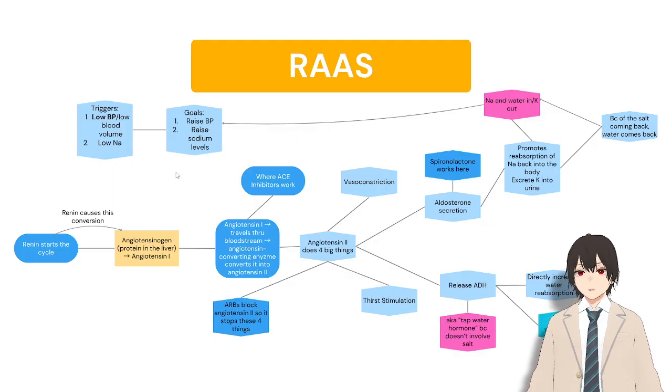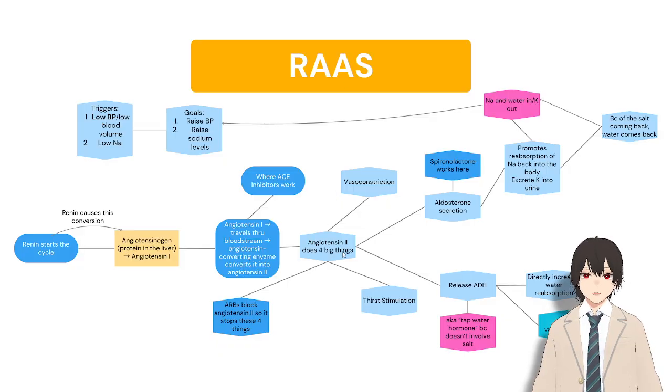We're going to ignore all the lines for now. So we're going to start off here. Renin, the R, starts the cycle off. It's this enzyme that has a role in causing this conversion here. Angiotensinogen is a protein in the liver, and renin causes it to turn into angiotensin 1. Now, angiotensin 1 travels through the bloodstream to the lungs, where angiotensin converting enzyme will convert it into angiotensin 2. Angiotensin 2 is the big player in this system because it does four big things: vasoconstriction, aldosterone secretion, releasing ADH, which is antidiuretic hormone, and thirst stimulation.